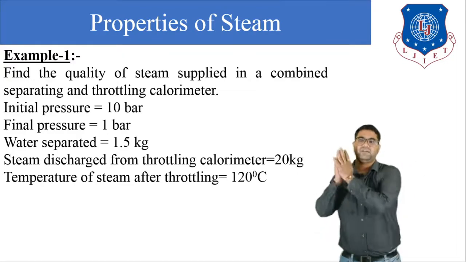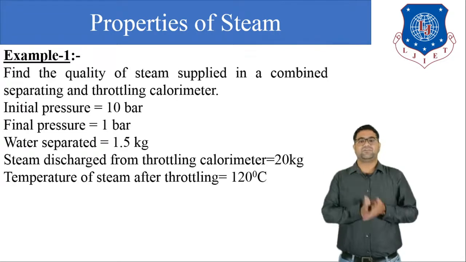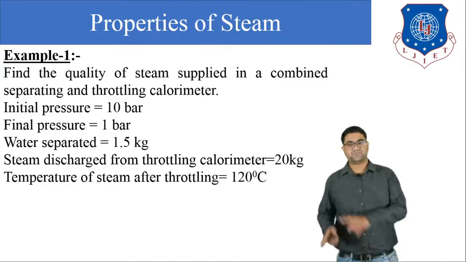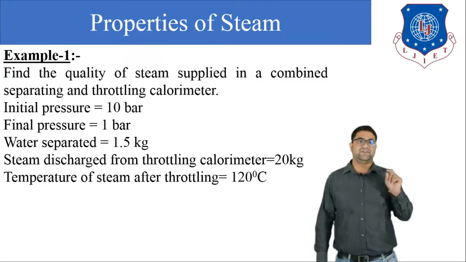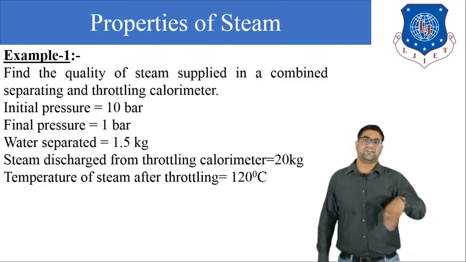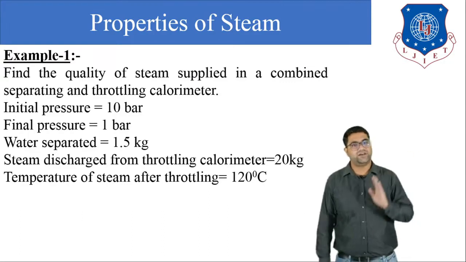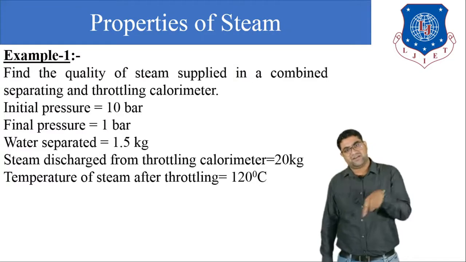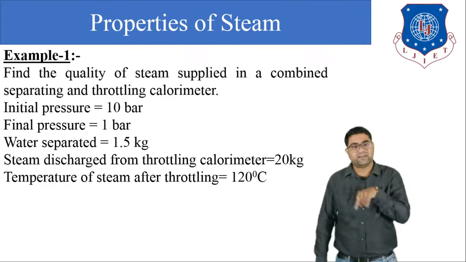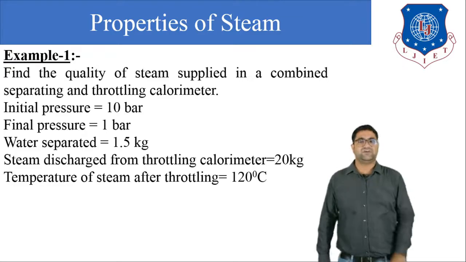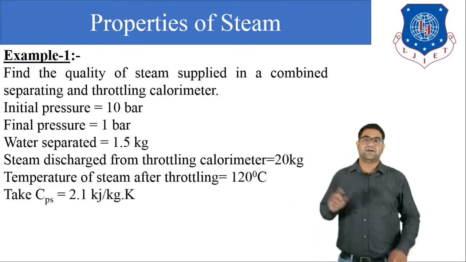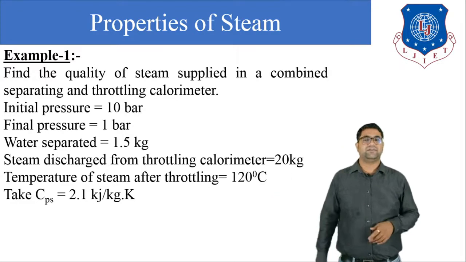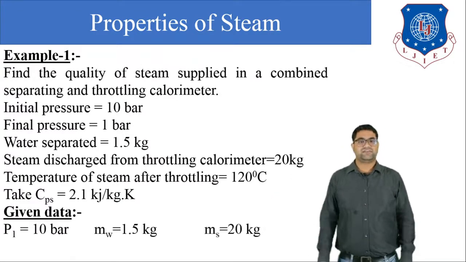Next, the steam which is discharged from the throttling calorimeter is 20 kilogram, and the temperature of the steam after throttling is 120 degrees Celsius. We know that after throttling the steam is converted into superheated steam, so we can understand that the temperature of 120 degrees Celsius is the superheated temperature. You have to understand this. Now the value of Cps is given, that is 2.1 kilojoule per kilogram Kelvin. Okay, so this is the given data.